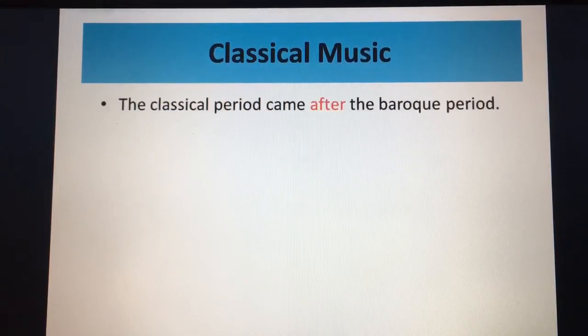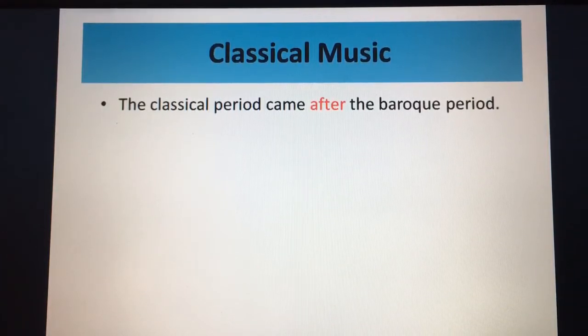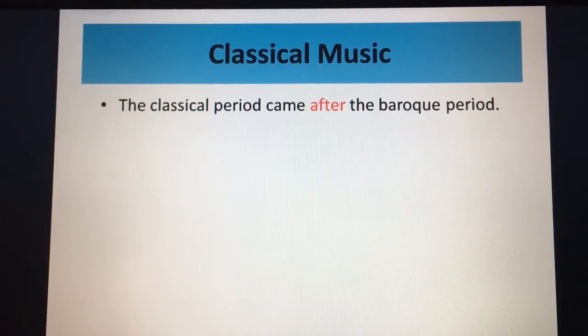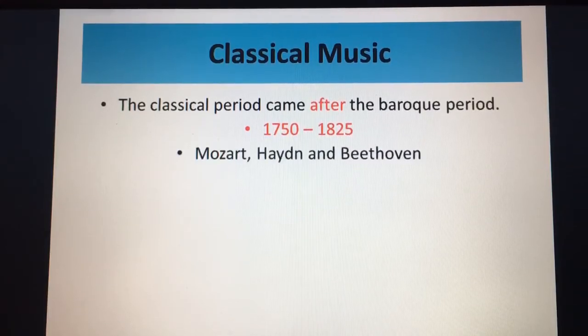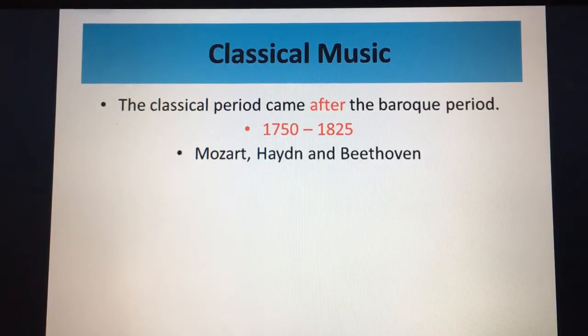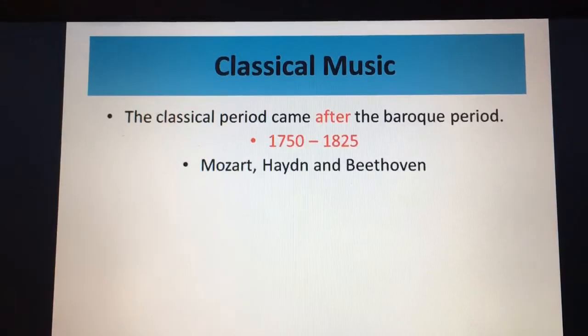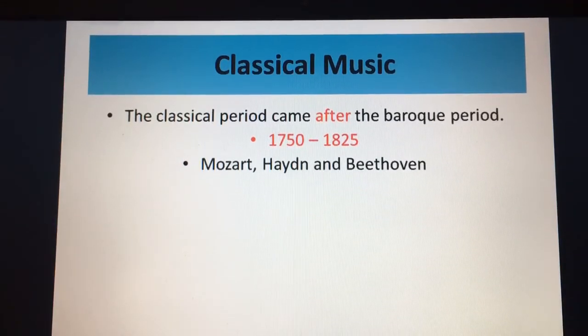Today we are moving on to classical music. So classical music came after Baroque music. So we had the Baroque period from 1600 to 1750, and classical music was 1750 to 1825. It includes all music composed by Mozart, Haydn, and some of the music composed by Beethoven, because Beethoven started to compose in the classical period, and then towards the end of his life his music became more romantic.